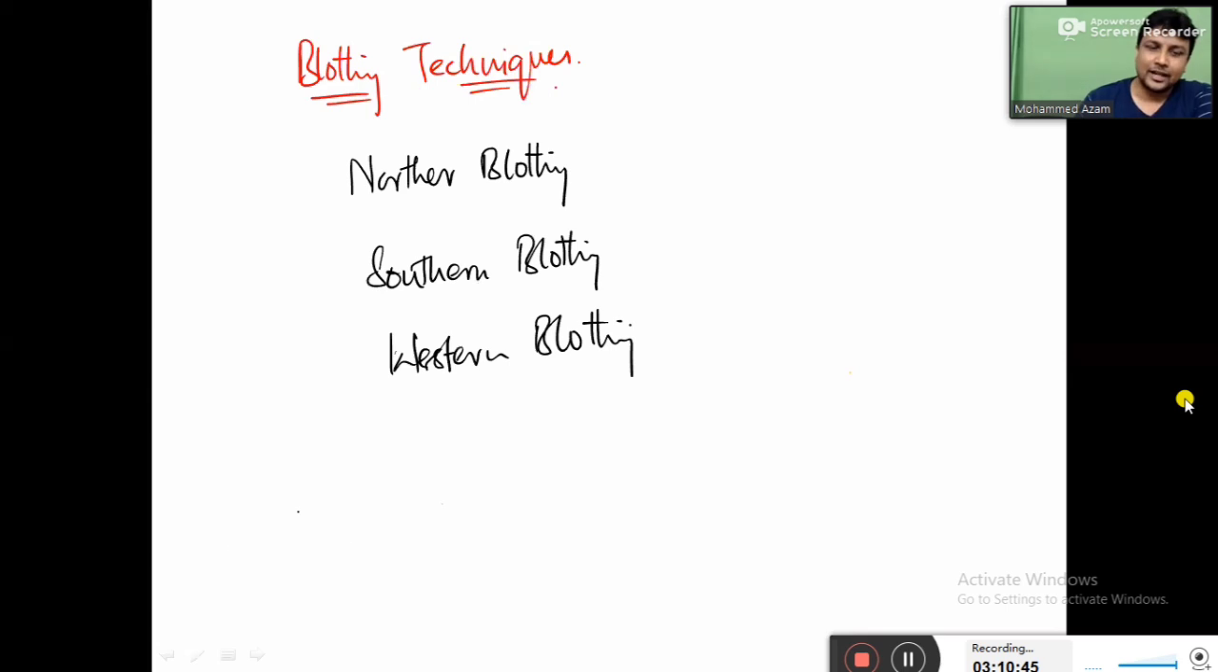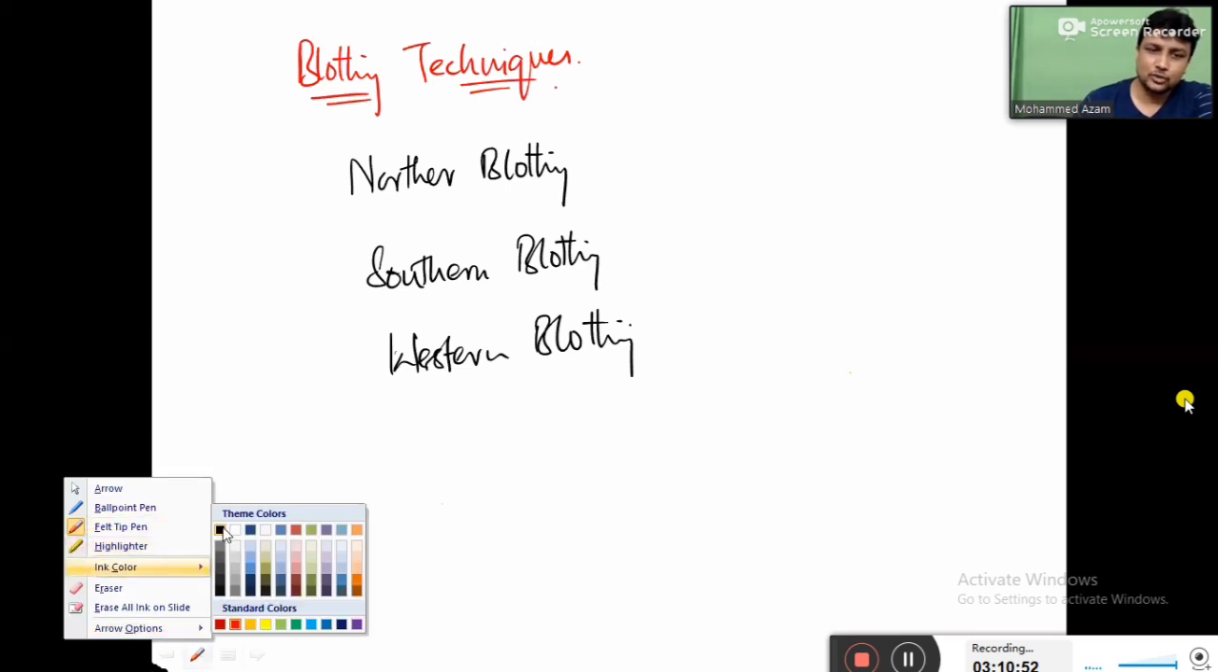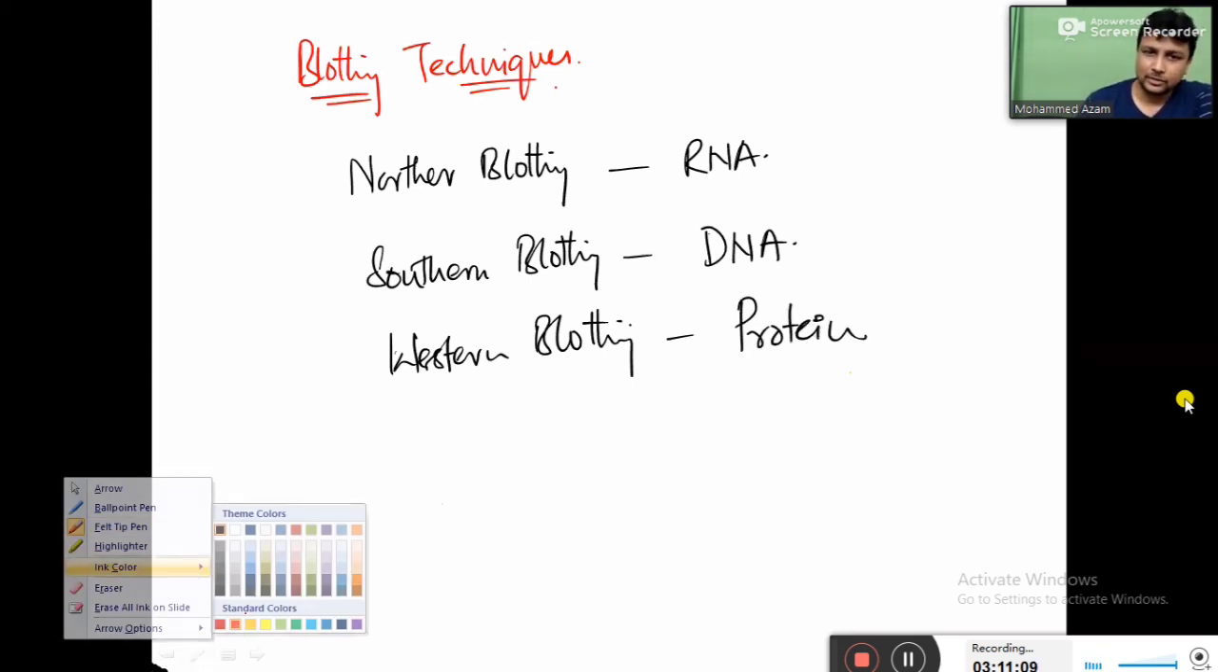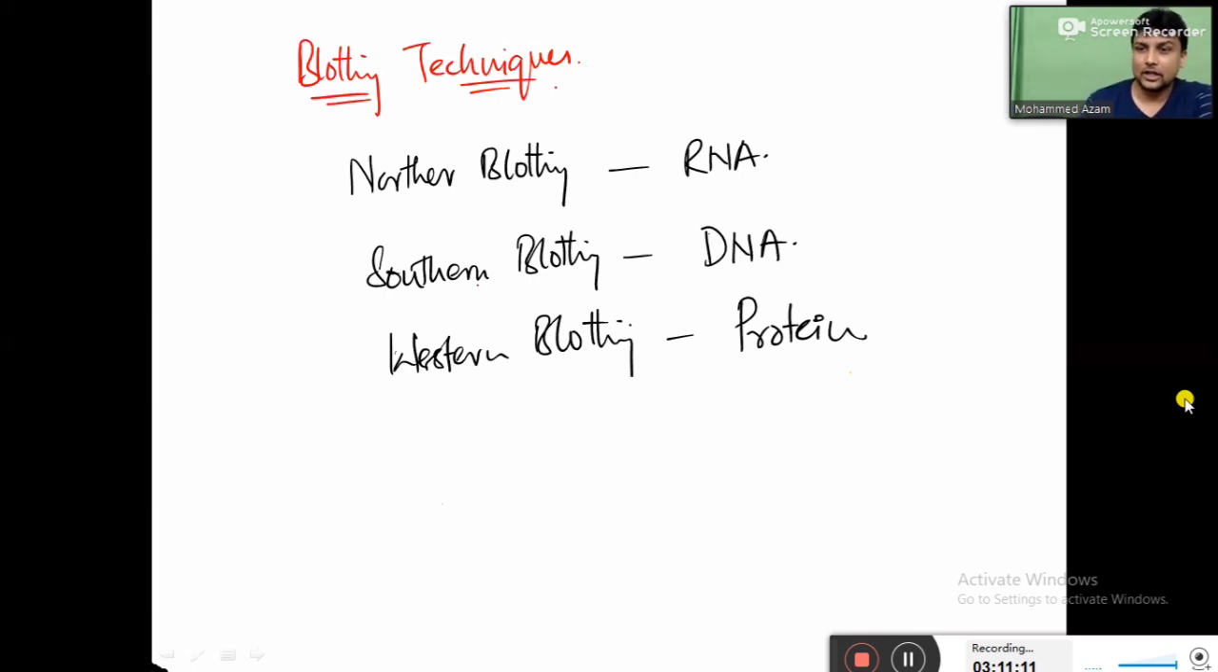Okay, and you just have to remember what this blotting technique is useful for. Northern blotting technique, remember, is useful for analysis of RNA. Southern blotting technique is useful for DNA, and western blotting technique is useful for proteins. So that is the only thing that you have to remember in these blotting techniques, sir, nothing else. Northern blotting is used for RNA, southern blotting is for DNA, and western blotting is used for the proteins.